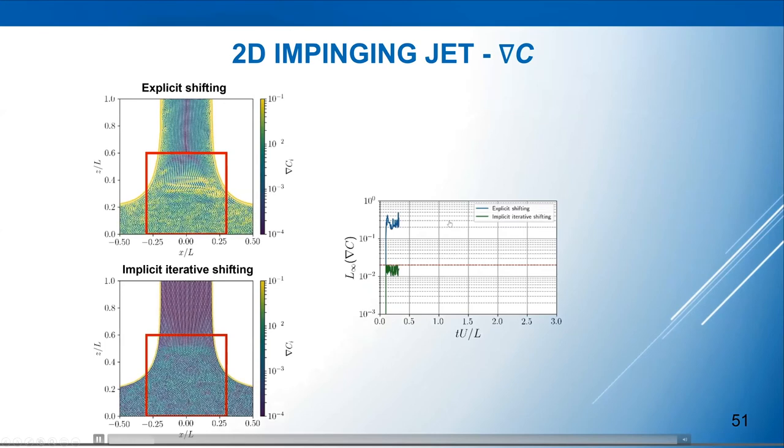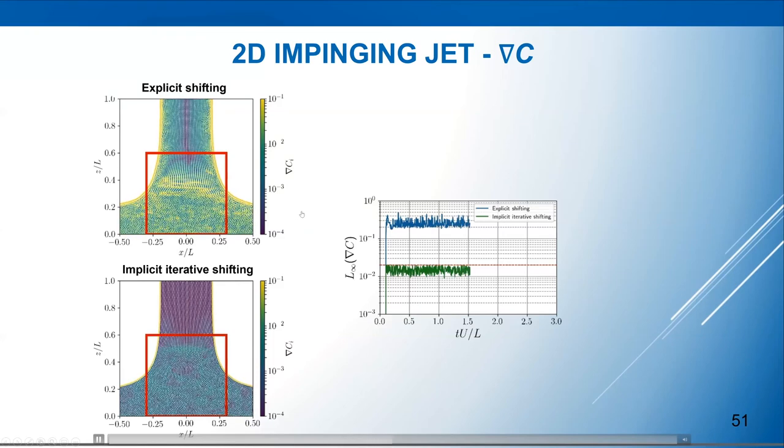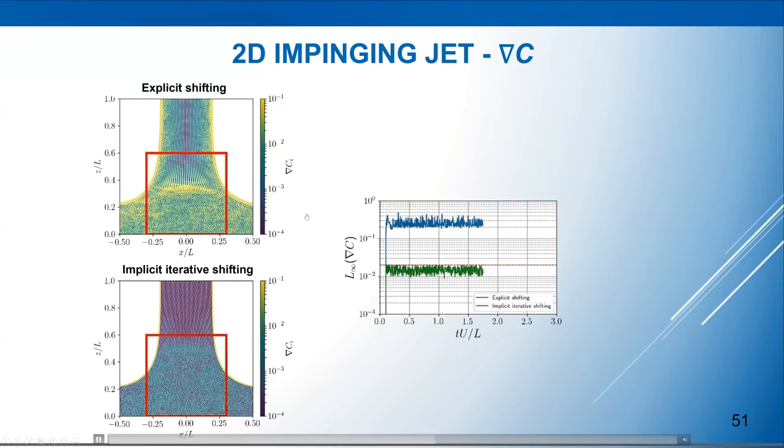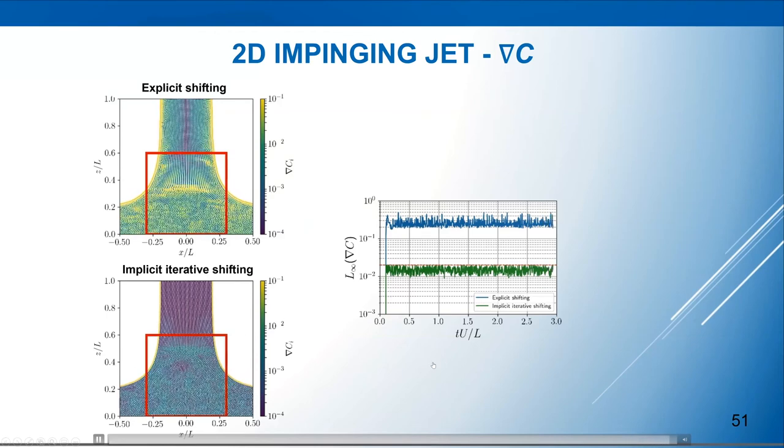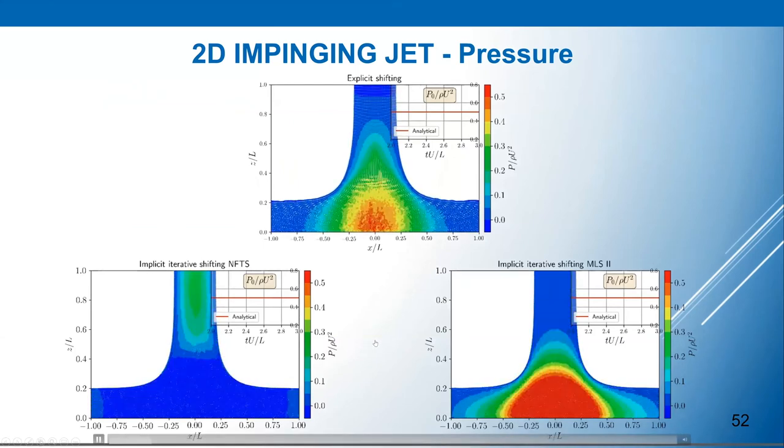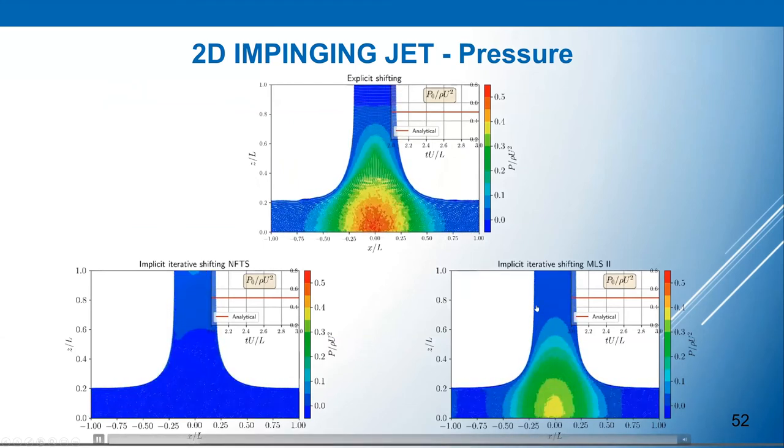This is the final test case I wanted to show you, which is the 2D impinging jet. Again, those movies are showing the gradient of the particle concentration. Those results are confirming the same results I was obtaining for the other test cases. So implicit iterative particle shifting is able to improve the quality of the particle distribution significantly. And this is also confirmed when you are looking at the physical quantities, for example, pressure.